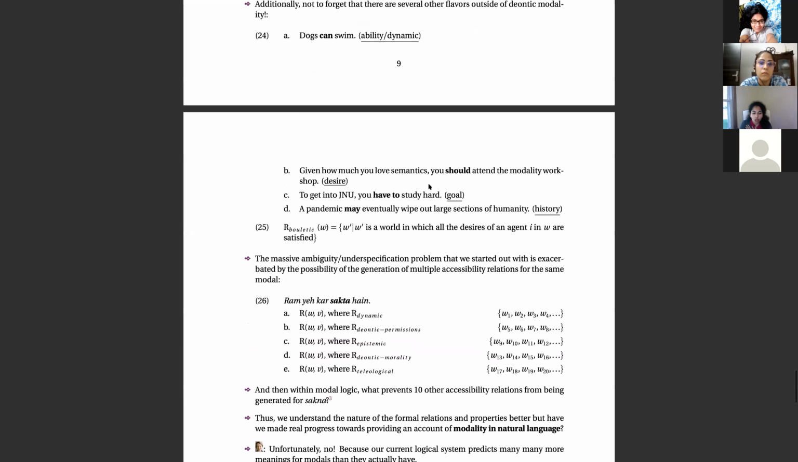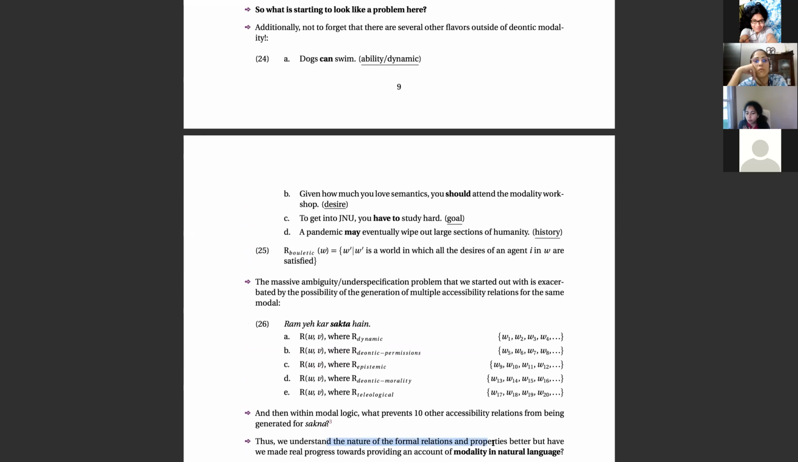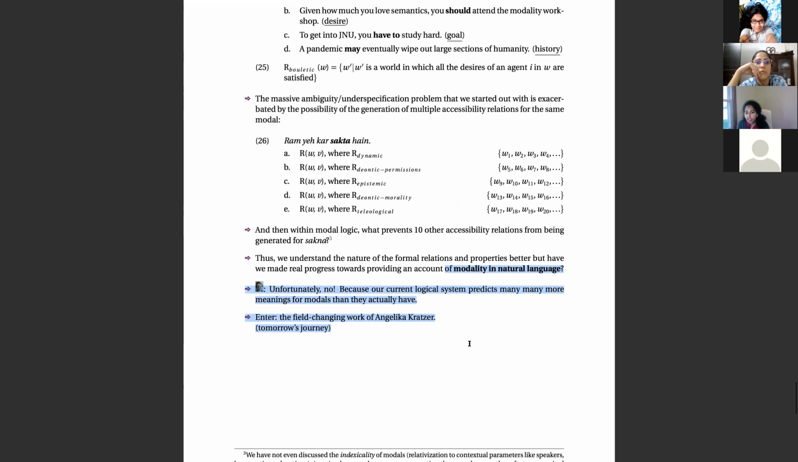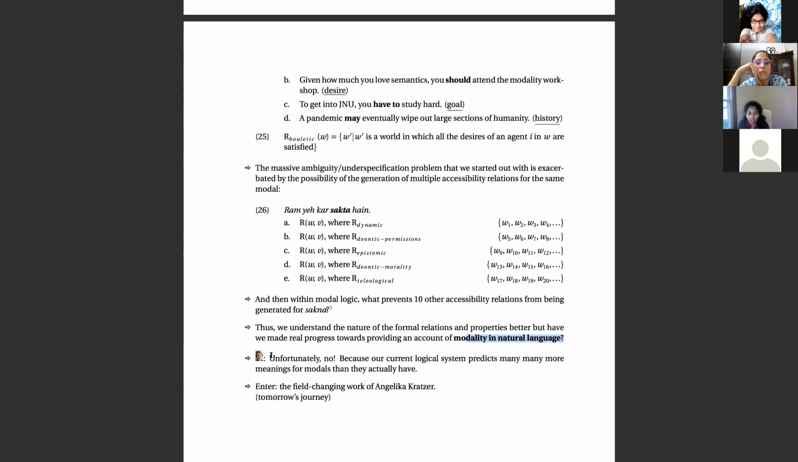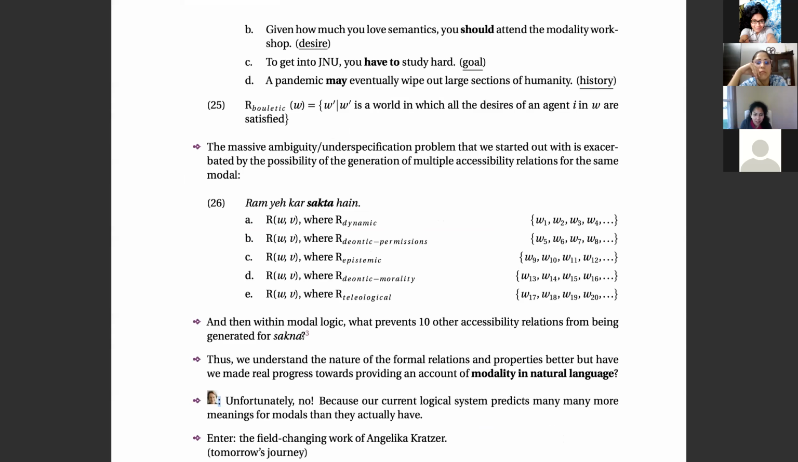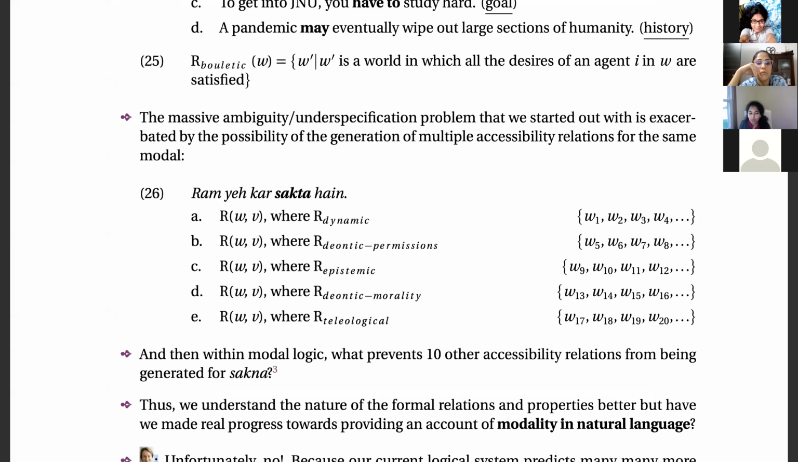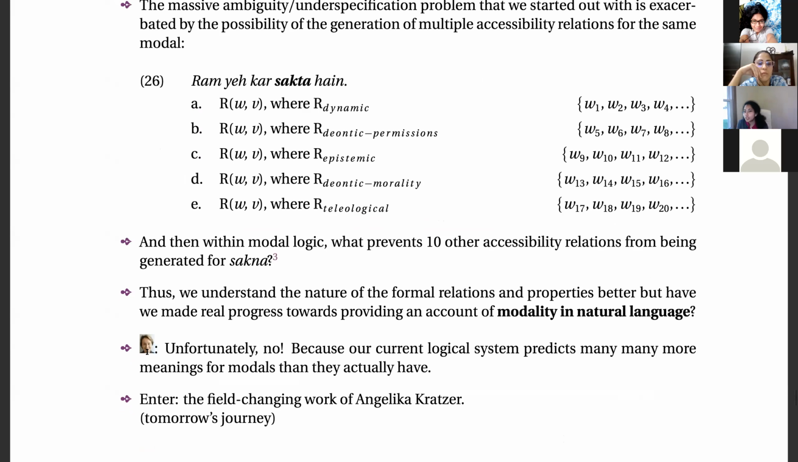Okay, so thus we understand the nature of the formal relations and properties better from our discussion today. But have we really, in the literature, not just from my discussion, entire literature works that have looked at this, made real progress up to this point in modal logic to provide an account of modality in natural language? That's the question. And this is, I don't know if you guys can see, but this is Kratzer's face. She came in at this point and she said, unfortunately, no.